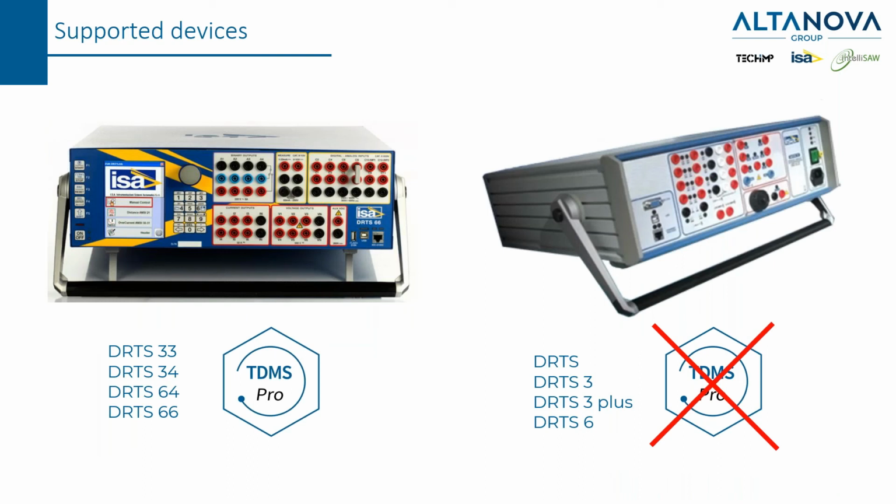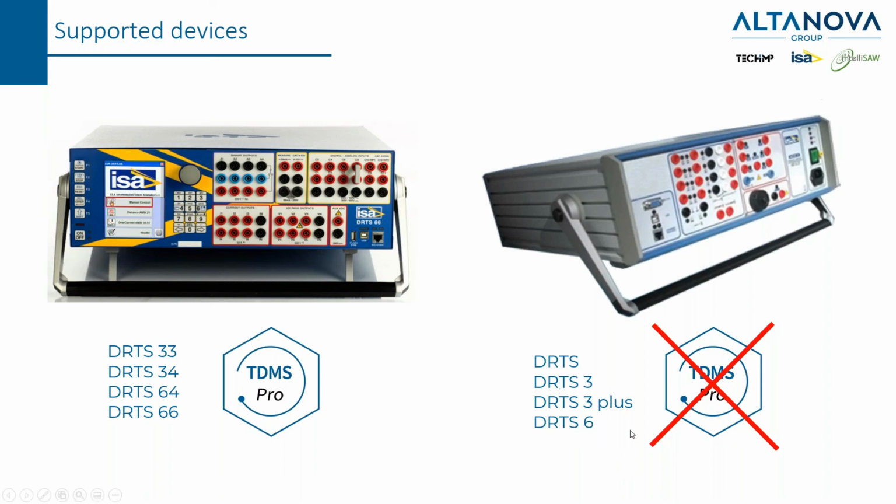TDMS Pro can work with the models DRTS 33, 34, 64, and 66. This means that it cannot be used with the previous versions of the DRTS. This means DRTS 3, 3 Plus, and 6. These cannot work with TDMS Pro.